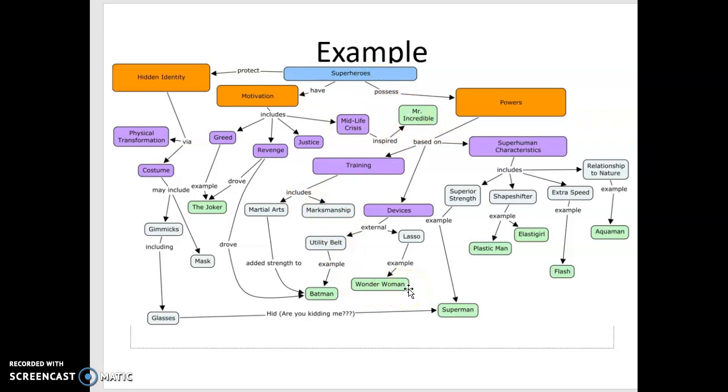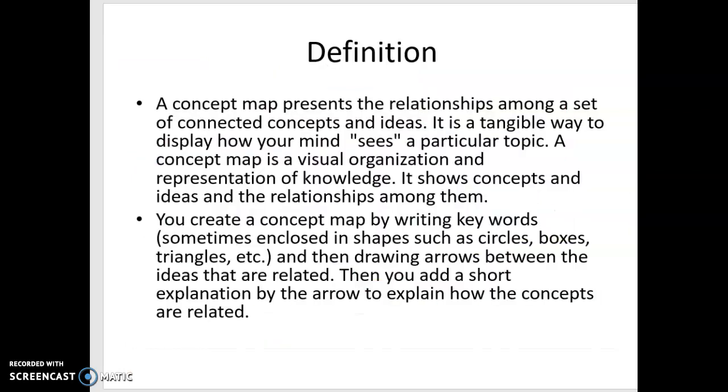It's a great way to lay out on one page a whole lot of information. The definition of a concept map is that it presents the relationships among a set of connected concepts or ideas. So it's basically showing on paper how your mind sees a particular topic. It's a visual organization that shows concepts, keywords, and the relationships among and between them.